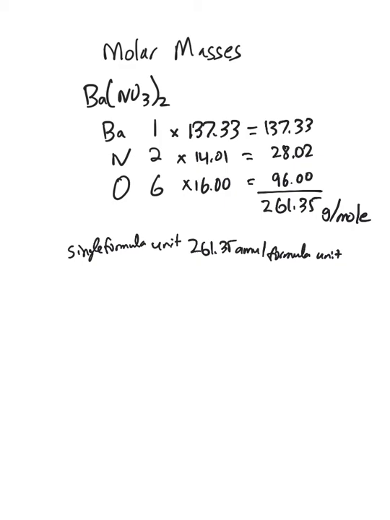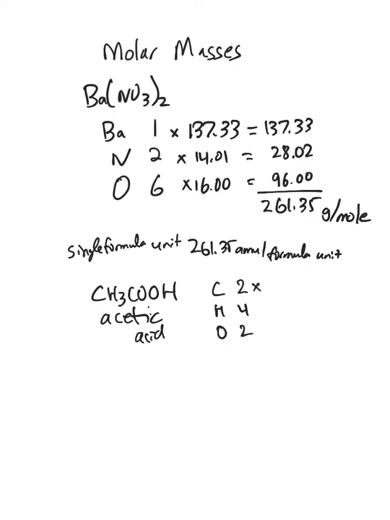Let's do another one. Let's do acetic acid. We count up the atoms. We've got 2 carbons, and we've got 3 plus 1, so 4 hydrogens. We've got 2 oxygens. And so we'll multiply those by what we see on the periodic table. Carbon is 12.01 grams. Hydrogen is 1.01. And oxygen is 16.00.